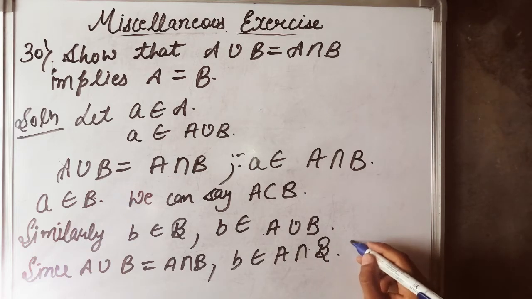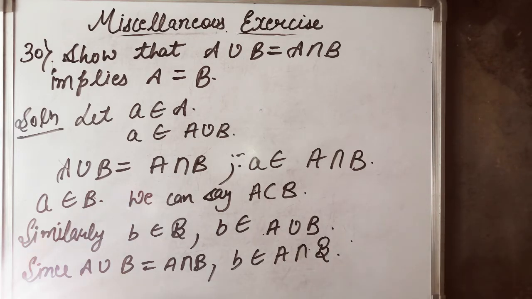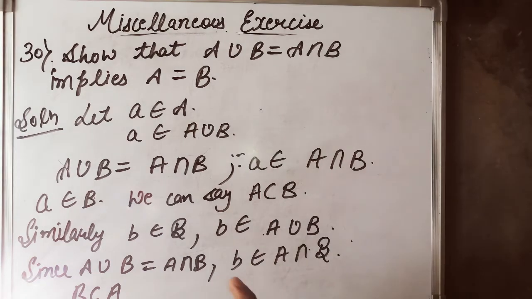Therefore, B is also a subset of A, because B also belongs to the A set as well as the B set. So from here we conclude that A equals B.